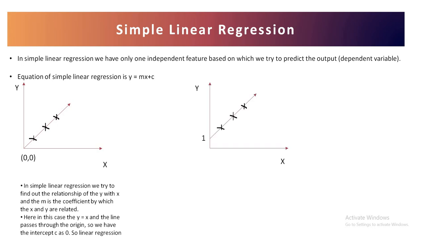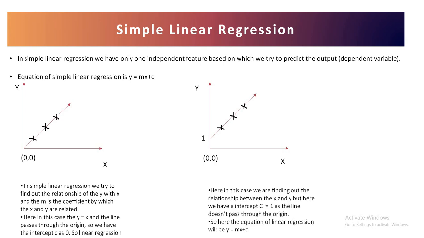The second aspect of the simple linear regression is where the straight line or the best fit line that we are creating doesn't pass through the origin. That means it has some sort of error. So here we can say that the line passes through the 1 in y. So that means this 1 is going to be our intercept value. So here c equal to 1 or intercept equal to 1 and y equal to mx. So in this case, for us the equation will be y equal to mx plus c.